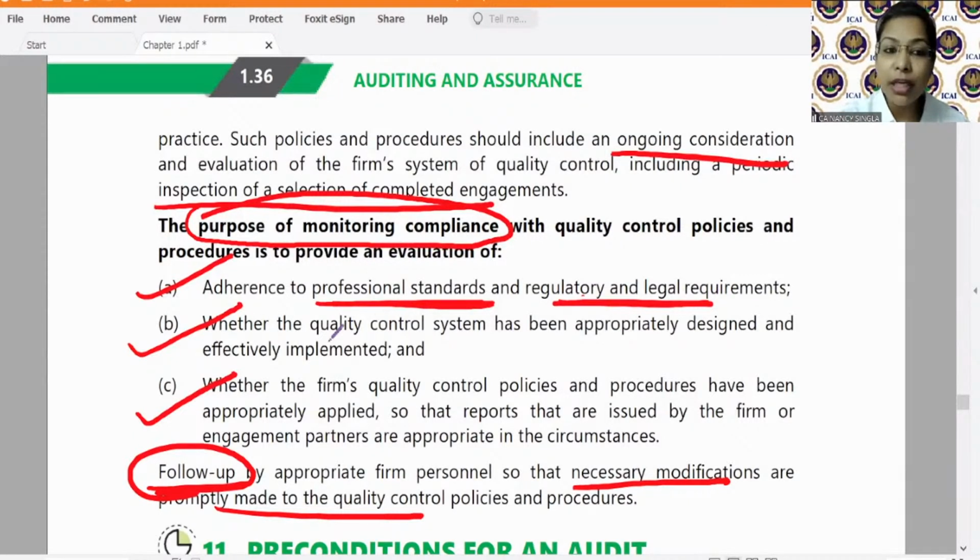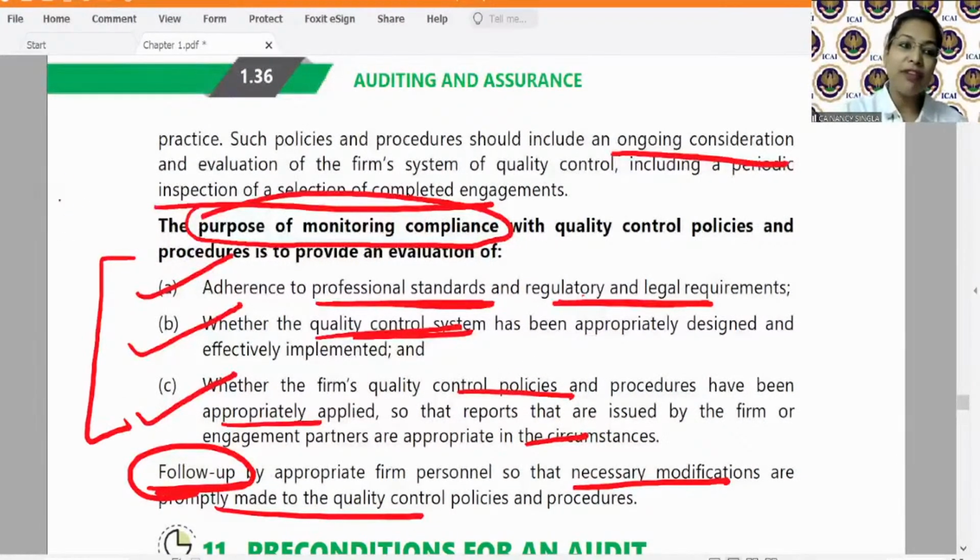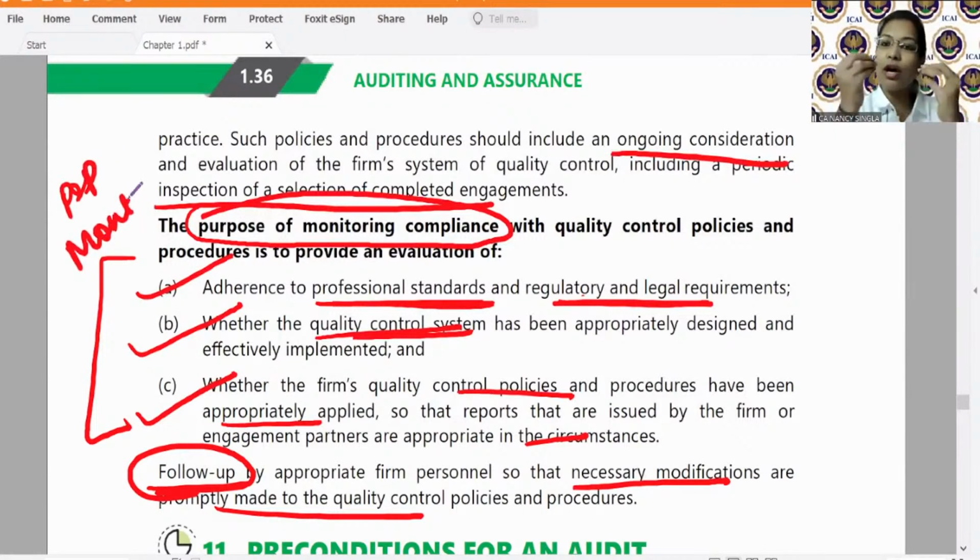They will be able to know whether the quality control system is designed appropriately and whether it is effectively implemented. Further, whether the appropriate report has been issued or not. So this is the purpose of policies and procedures with respect to monitoring. See, you have made the rules and regulations, but if you are not monitoring it, will it be implemented? No. So monitoring is very much important. Subhiksha, is it clear?